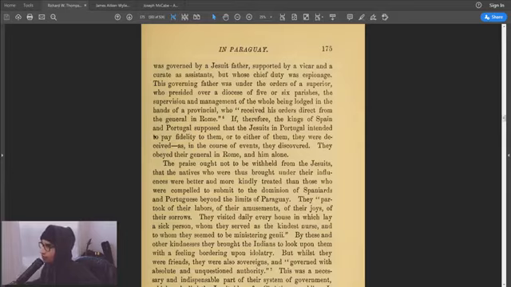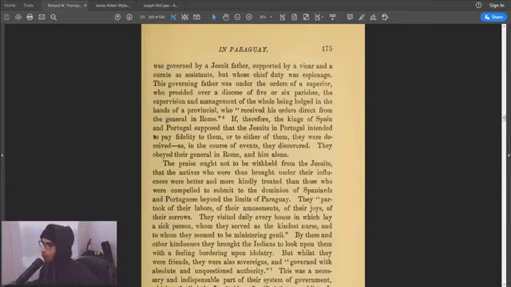This governing father was under the orders of a superior who presided over a diocese of 5 or 6 parishes, the supervision and management of the whole being lodged in the hands of a provincial who, quote, received his orders direct from the general in Rome, end quote. If therefore the kings of Spain and Portugal supposed that the Jesuits in Portugal intended to pay fidelity to them, or to either of them, they were deceived, as, in the course of events, they discovered.